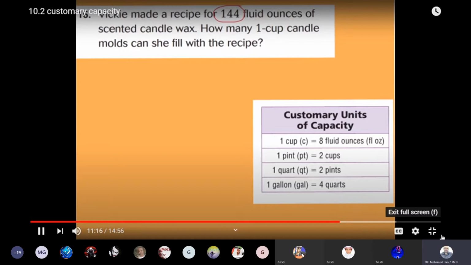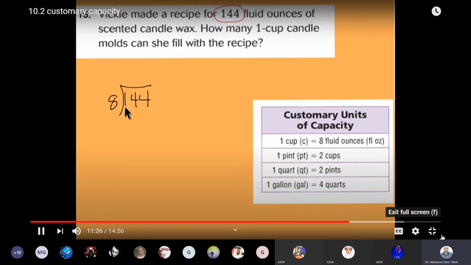So our division is going to be 144 divided by, let's look at our chart and see, there are 8 ounces in 1 cup, so we're going to divide by 8. So 144 ounces divided by 8 ounces will tell us how many cups that would be. Let's go ahead and do our math.